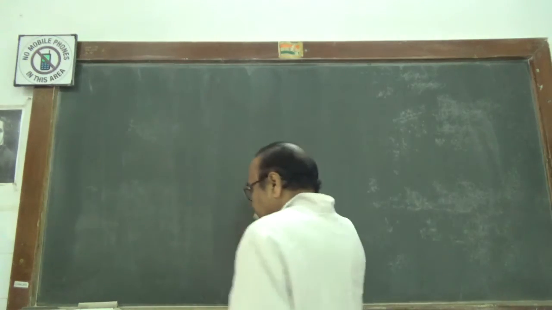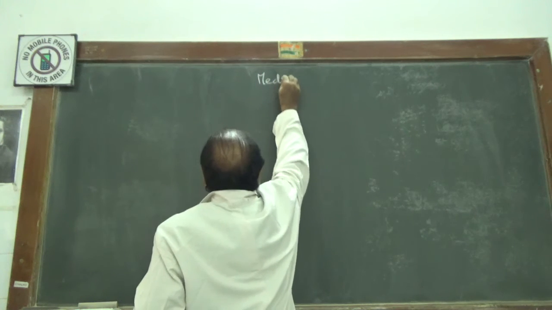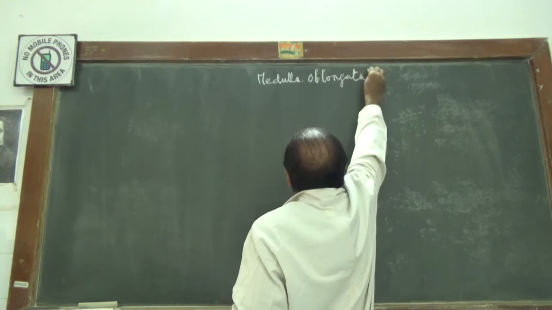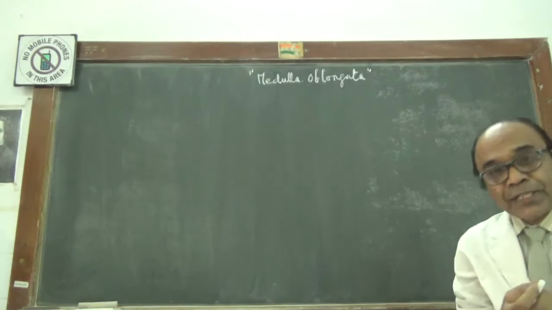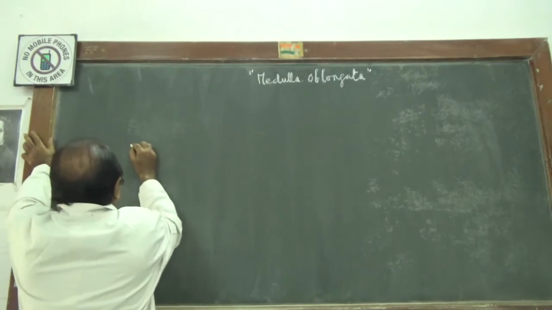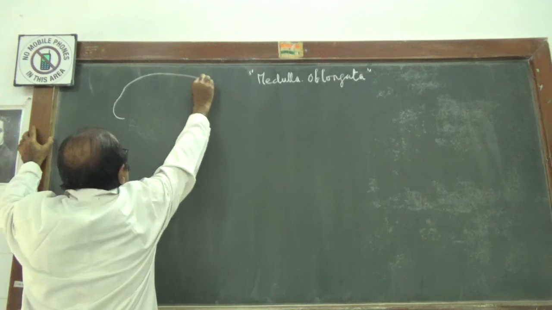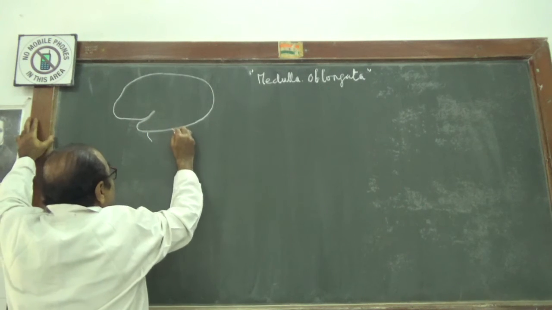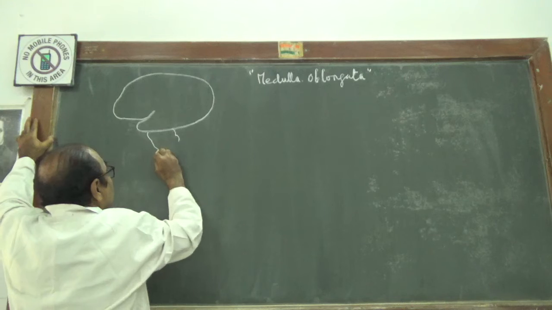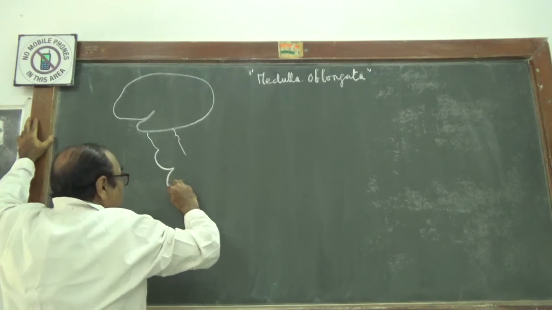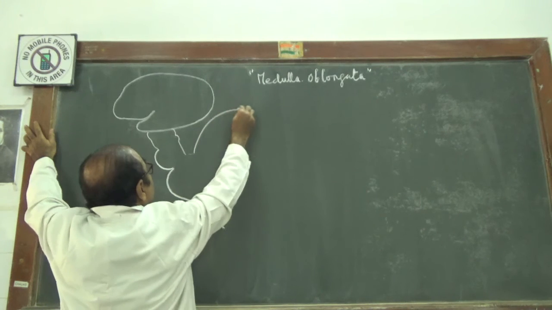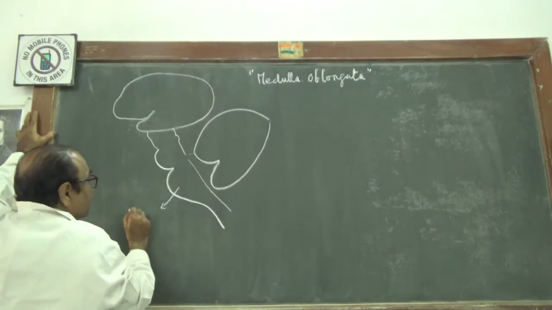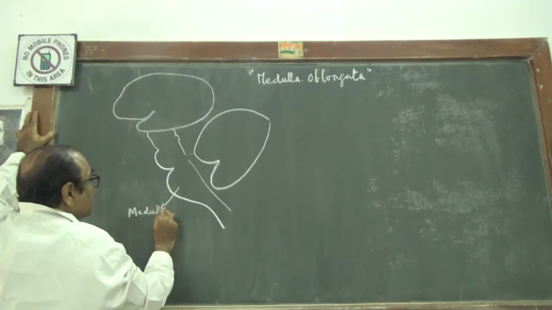Part of a brain that is medulla oblongata. Now medulla oblongata, if you take, this is what is said to be a medulla oblongata. This one is medulla oblongata.